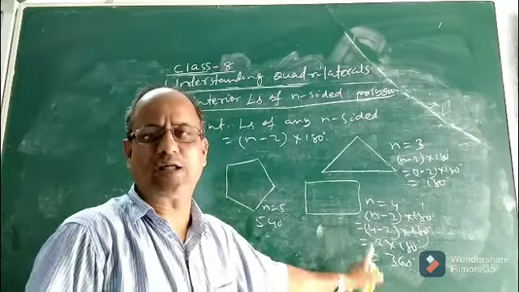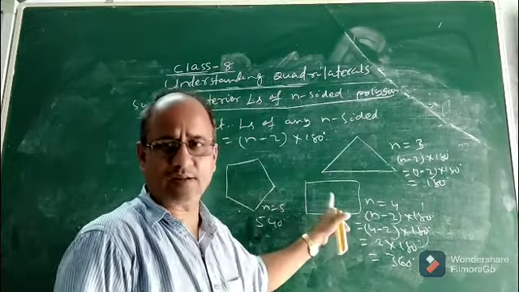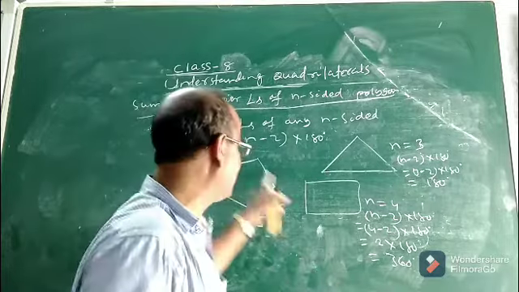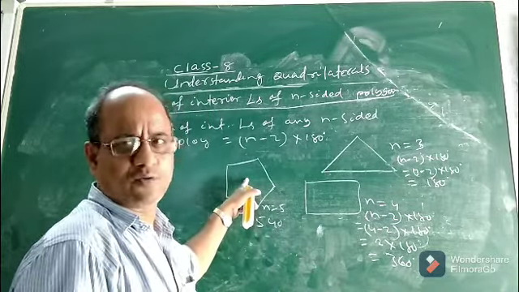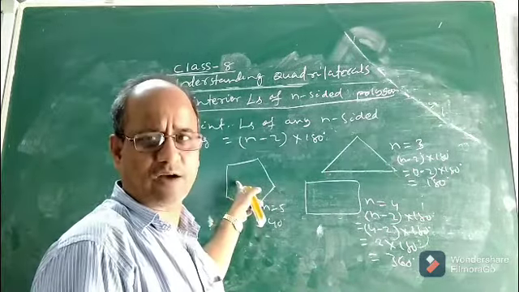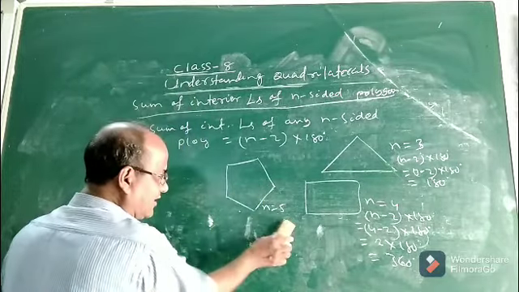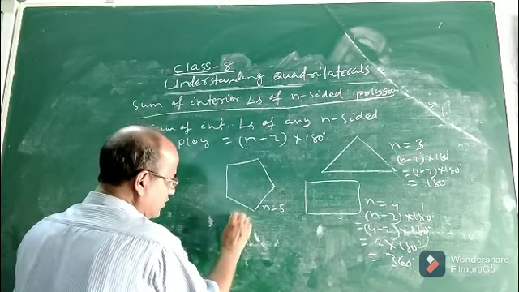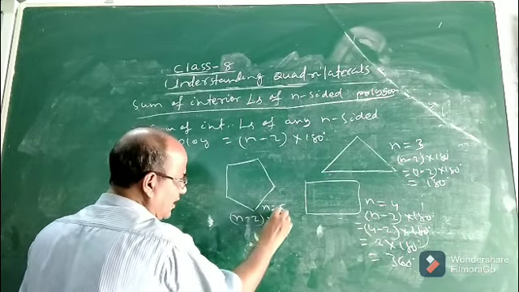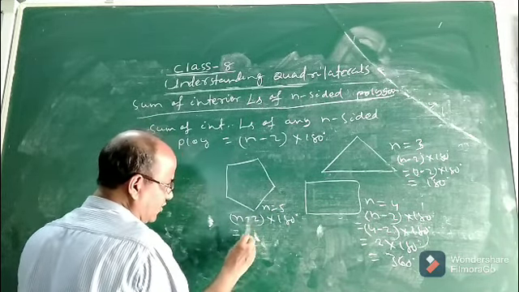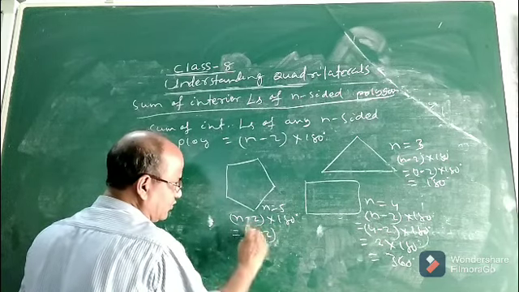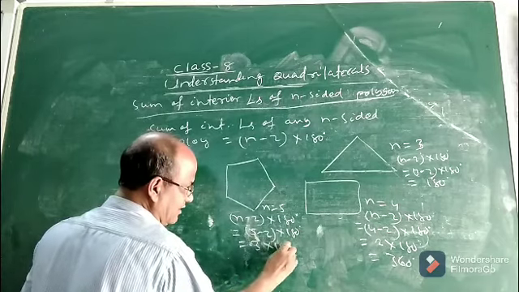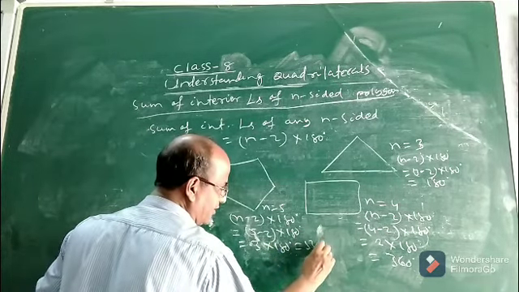And yes, it is true that the sum of the 4 interior angles of a quadrilateral, which is a polygon, is always 360 degrees or 4 right angles. Now in the case of a pentagon, we know the sum is 540 degrees. Let us see whether it comes using this formula or not. So n minus 2 into 180 degrees is 5 minus 2 into 180. 5 minus 2 is 3. 3 into 180 is 540. See.